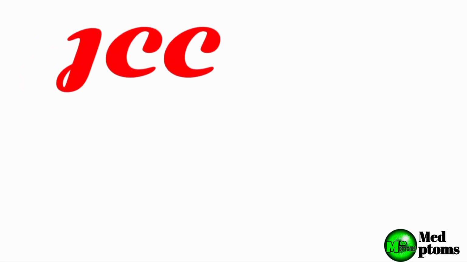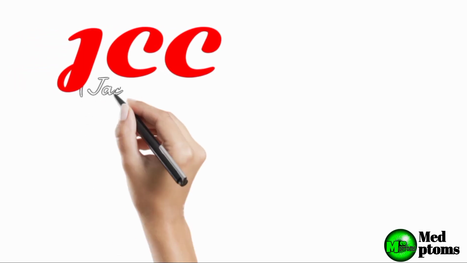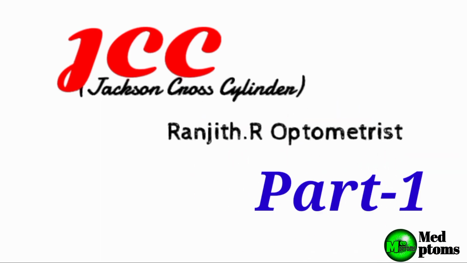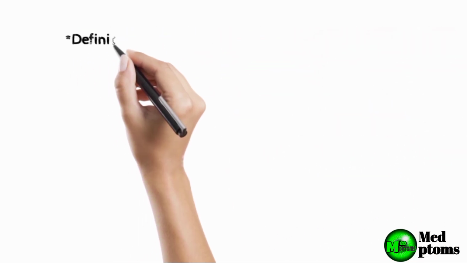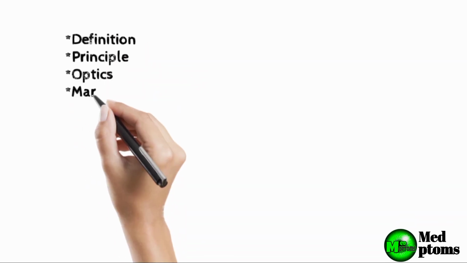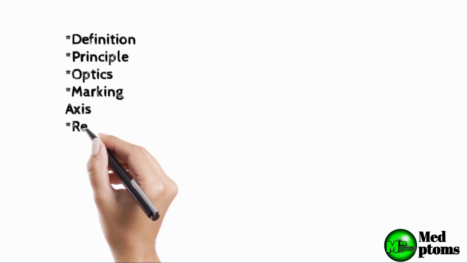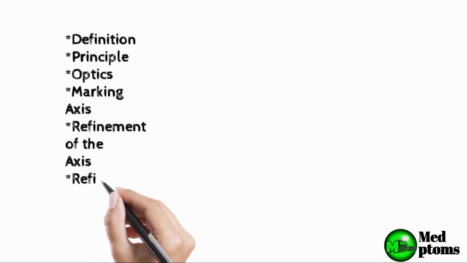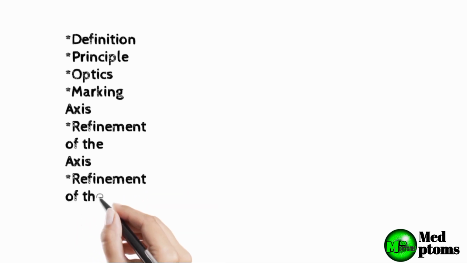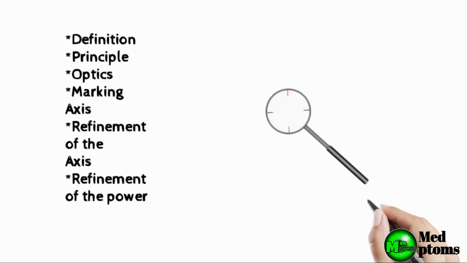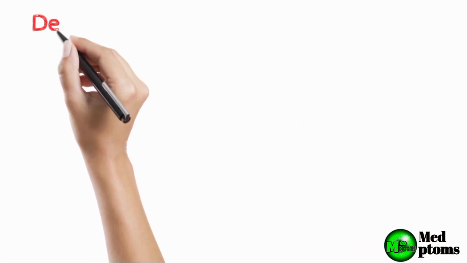Welcome everybody. Today in this section we are going to see the JCC, Jackson Cross Cylinder. Now we are going to see in this section: first, the definition of Jackson Cross Cylinder, the working principle of Jackson Cross Cylinder, the optics of Jackson Cross Cylinder, marking of axis, refinement of axis and refinement of power.